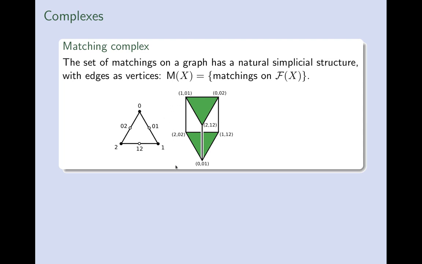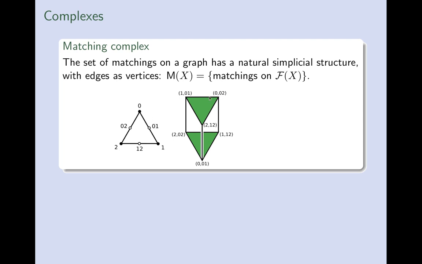Here you can see an example with the cycle of length 3, so a graph, but seen as a simplicial complex, so a simplicial complex of dimension 1. In the special case of graphs, it's easy to see that the face poset actually coincides with the first barycentric subdivision of the graph. And here in the center we get the matching complex associated to this.